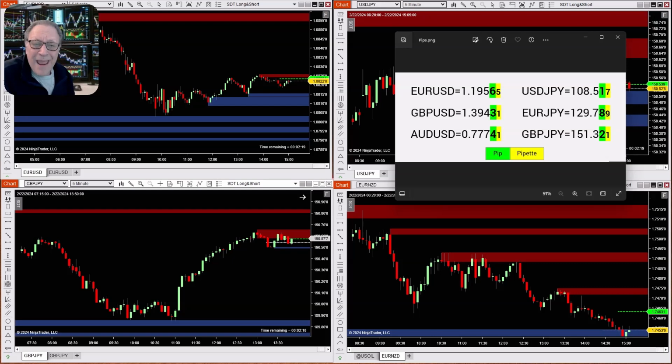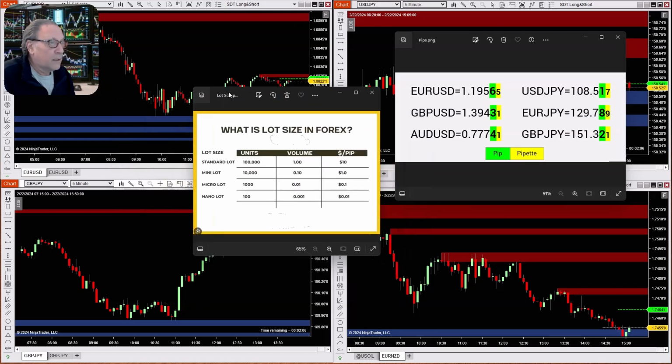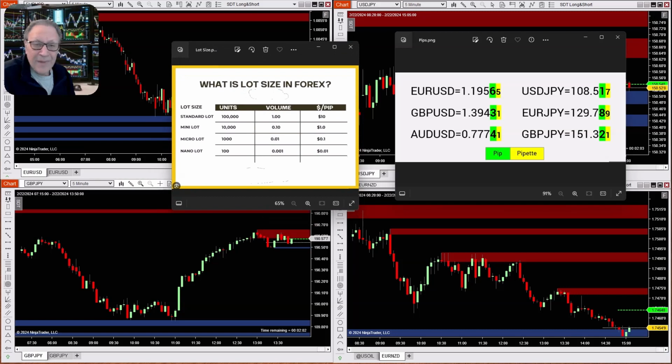One of the main differences in trading between futures and Forex is that instead of trading contracts in futures like you're used to, in Forex, we trade lots. A standard lot, let's get this down over here. A standard lot has 100,000 currency units. You don't have to pay attention to those right now. Just know that that's the multiplier.